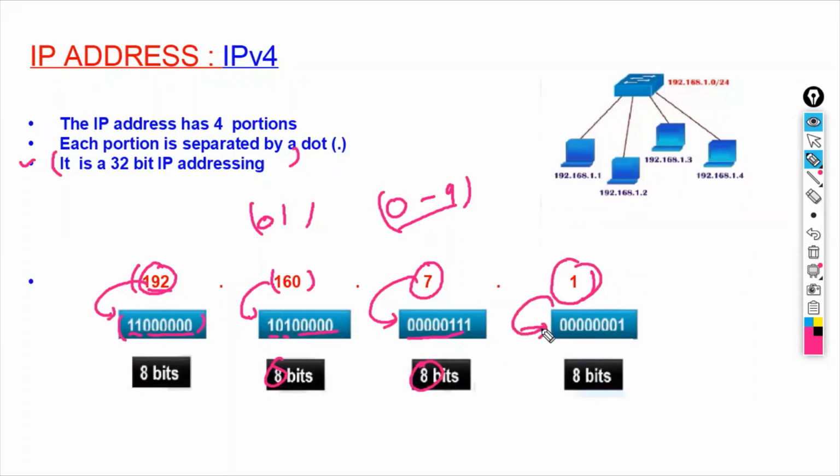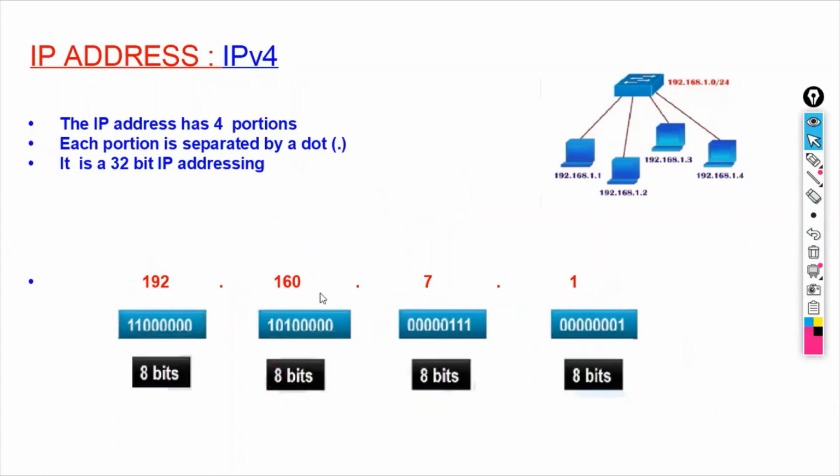Then 1 will be converted into binary numbers, and it is having 7 zeros and 1. Again, the fourth portion is having 8 bits here. So if you add 8 plus 8, 16, 16 plus 8, 24, 24 plus 8, 32, you will get 32 bits here in each IP address.